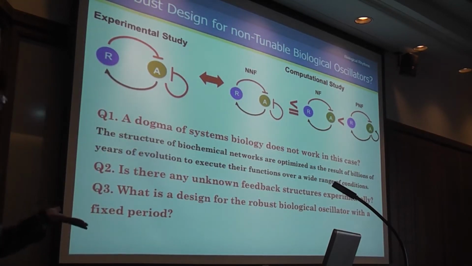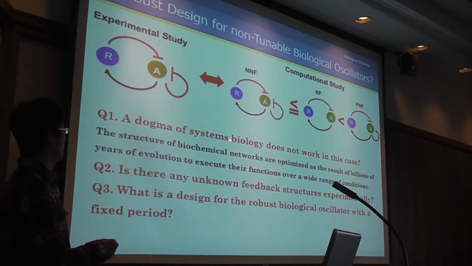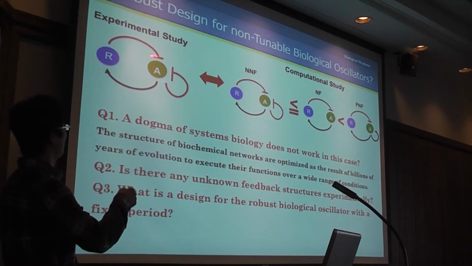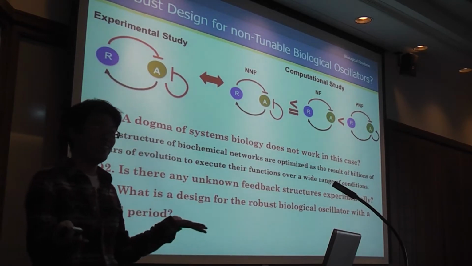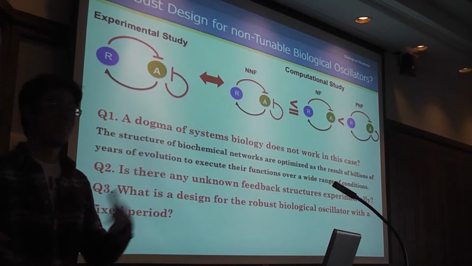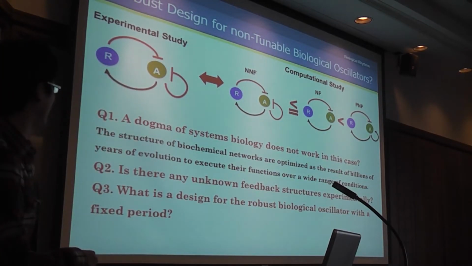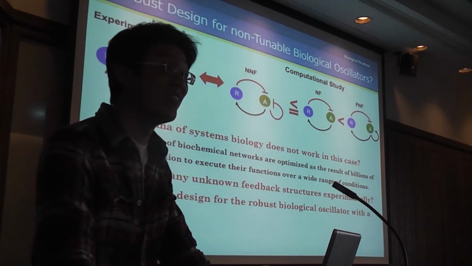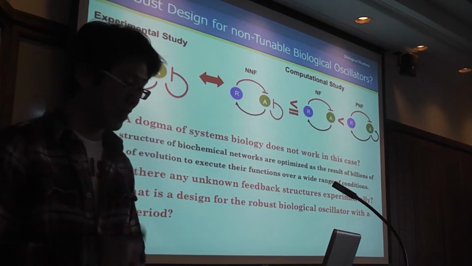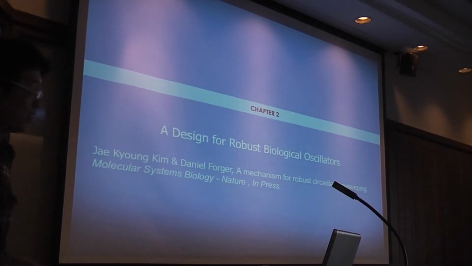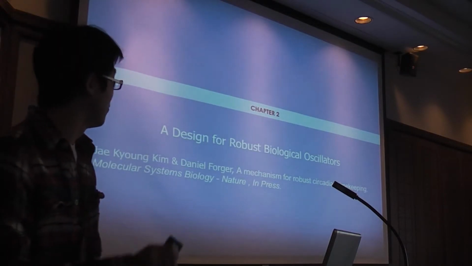That raised a couple of questions. First, this dogma of systems biology does not work in this case. The result of billions of years of evolution, this double negative structure is bad. Or second question, maybe these experimental studies are wrong. Somehow there are some unknown or hidden feedback loops. Or third, then what is the good design for this clock with a robust period? So these three are the questions I'd like to discuss in the next chapter. And this study is based on the paper on the mechanism for robust circadian timekeeping, which will be published soon.